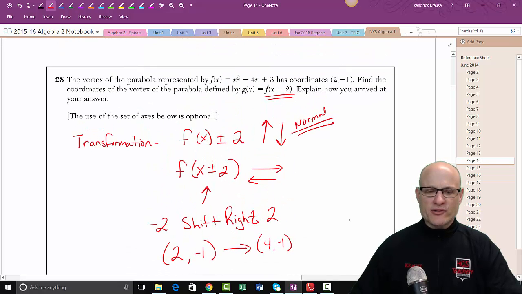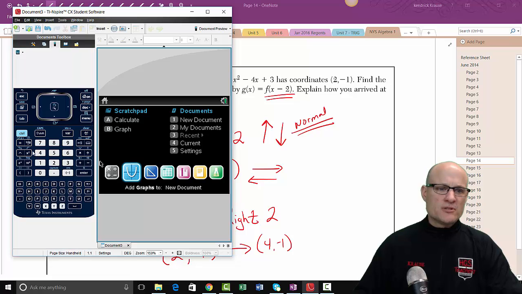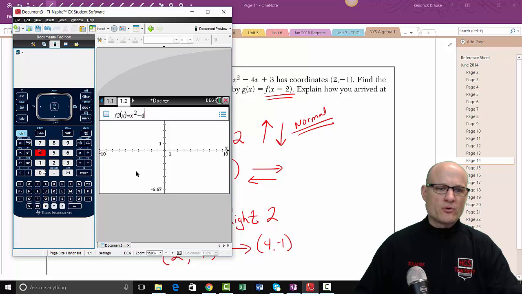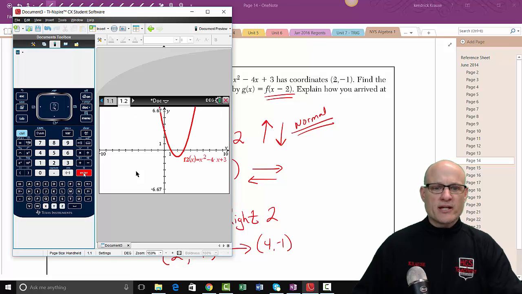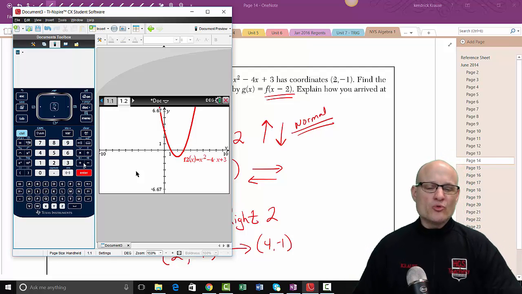Now let's see if I can look at this graphically. I don't think I can, but let's see. Let's just see. x squared minus 4x plus 3. And there it is. The vertex is there. Now I'm going to try to do x minus 2.